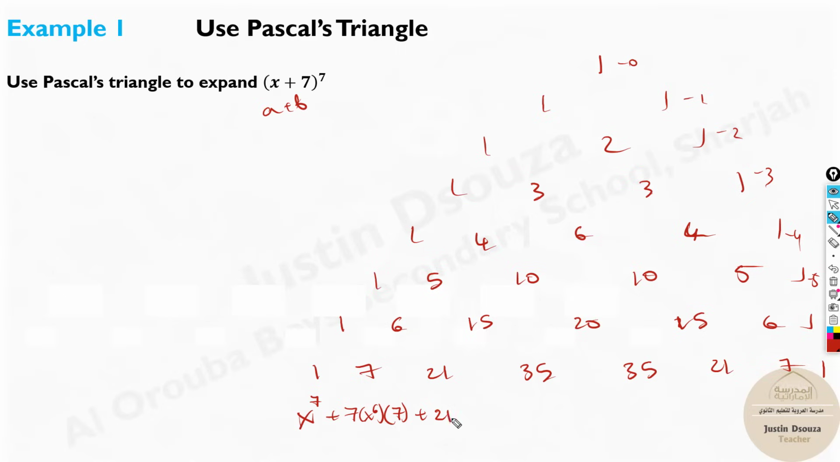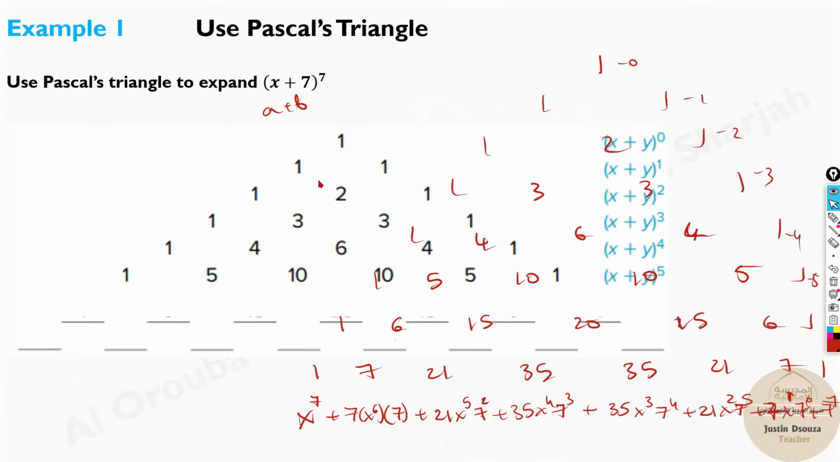Plus, what about this? 21 is the coefficient, x power 5, and we have 7 power, this was 1, it becomes 2. Plus 35 x power 4, 7 power 3, plus again 35 x power 3, 7 power 4, plus 21 x power 2, 7 power 5, plus 7 x power 1, that is only x, 7x, and 7 power 6, and lastly we have 1 into 7 power 7. So now these things can be put in the calculator, 21 times 7 squared, all these huge numbers, and then you get the final answer.